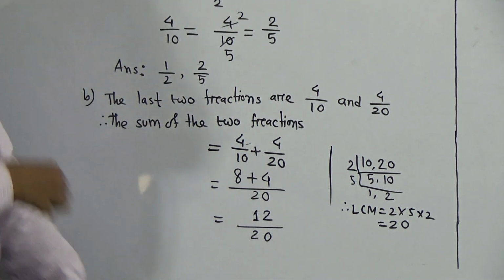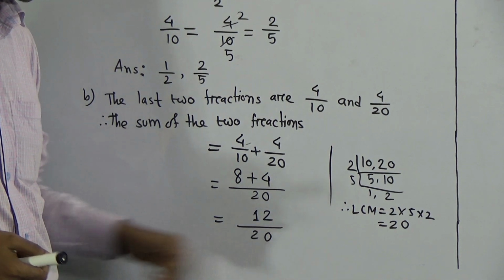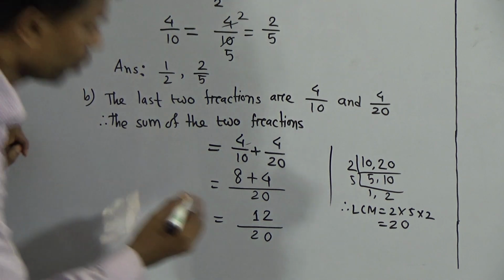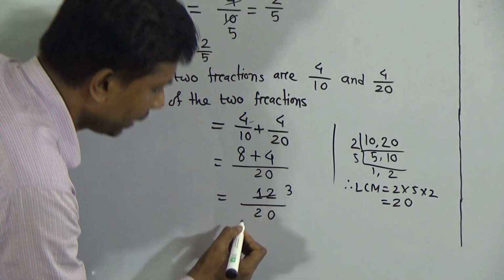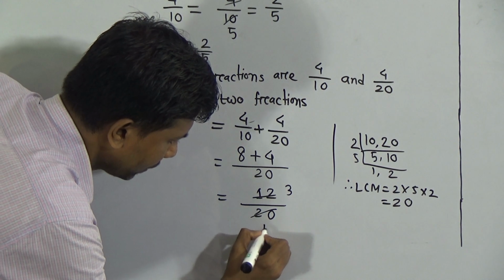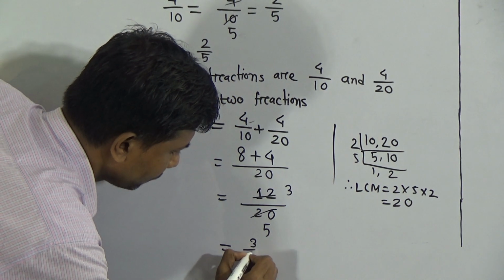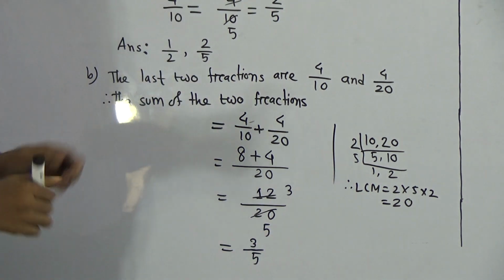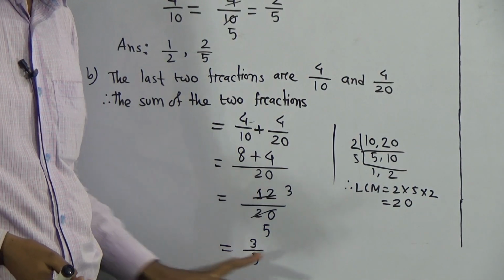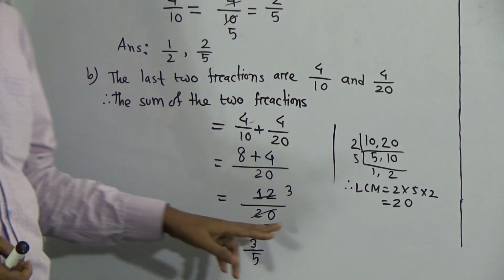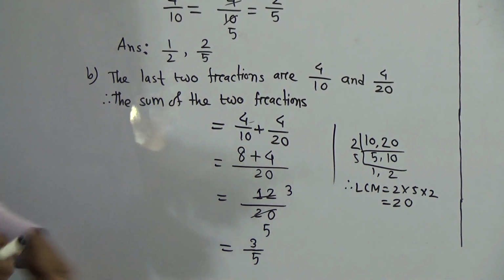Now see, student, between 12 and 20, 4 is the common factor. Okay, so we have to reduce now. You divide 12 by 4, then we get 3, and divide 20 by 4, then we get 5. This is equal to what? 3 by 5. Student, notice here, divide 12 by 4, then we get 3. Similarly, divide 20 by 4, then we get 5. That means the required result will be 3 by 5.